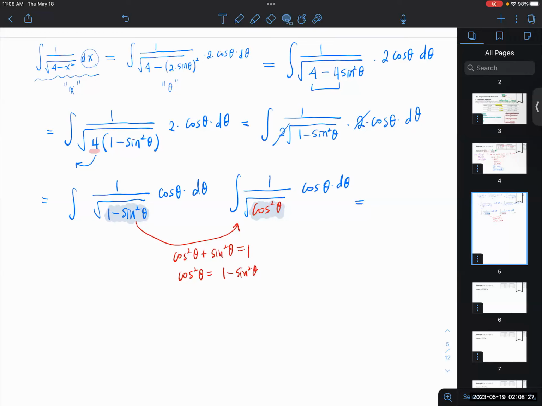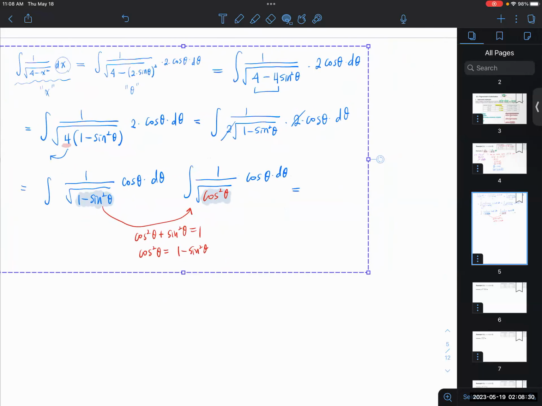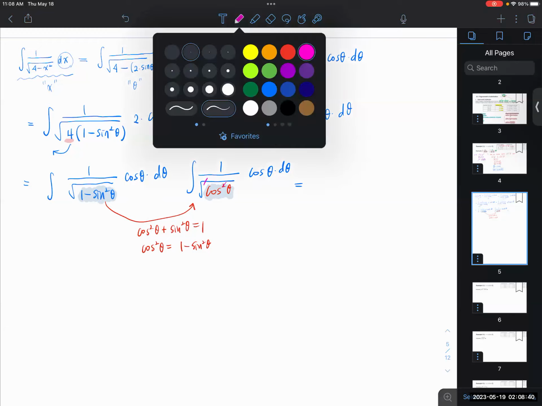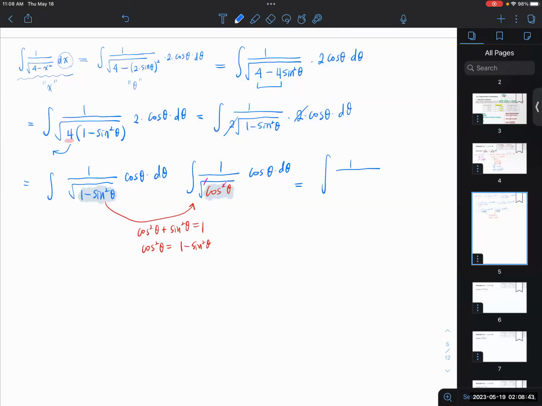Then what happened? So let me just minimize a little bit. So now the second power and radical can be canceled, correct? So we can cancel radical and second power. So then it is going to be 1 over absolute value cosine theta, correct? Cosine theta d theta. So the cosine theta and the bottom cosine theta, they're going to cancel as well. So we have integral 1 d theta remaining. So now you can take the integral, which is theta plus c.